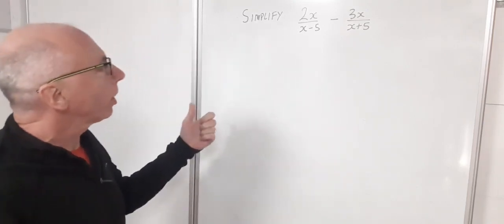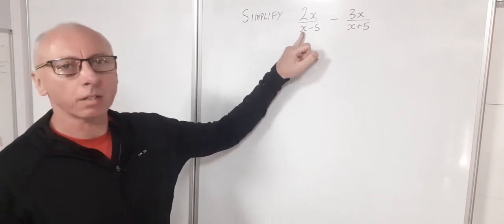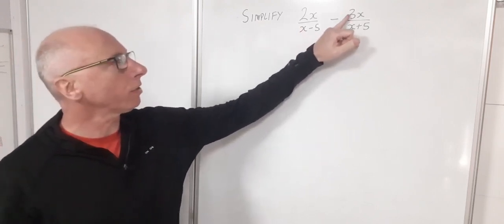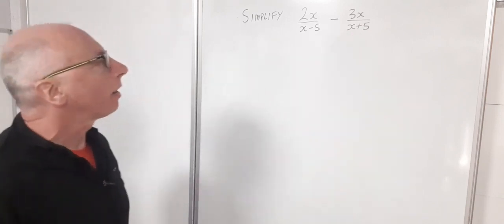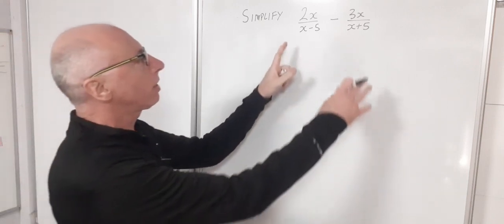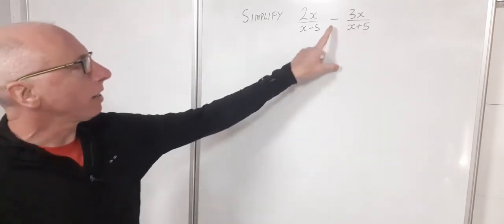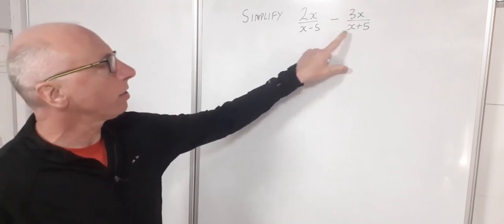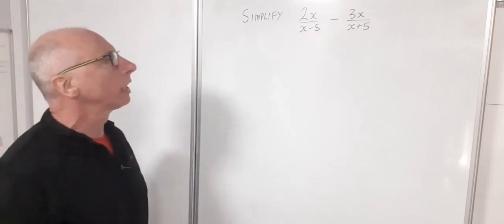So in this question we're going to try and simplify this algebraic expression, 2x over x minus 5 minus 3x over x plus 5. Now to simplify this, what we've got to try and do is to get these into one fraction. Now as it's a subtraction, we need to get the same denominators first before we can move on.